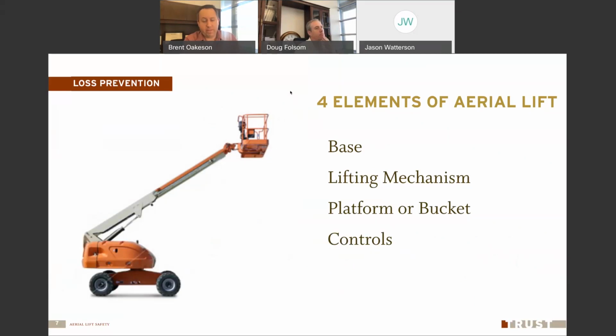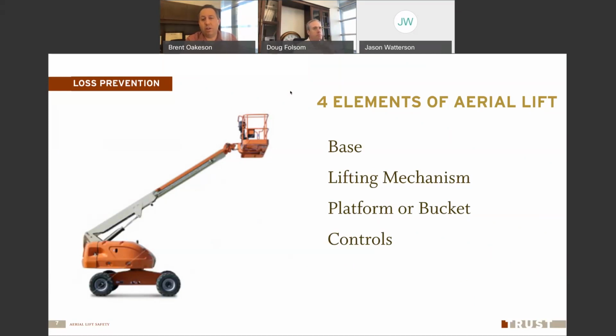We'll talk a little bit more about that as well and the differences there. 4 elements of an aerial lift. There's 4 main components to it. You'll want to know this before you use it. They have a base that supports everything. They have a lifting mechanism. There's a platform or a bucket that the worker stands in. And then there's the controls, and those are the 4 main things you want to know about.